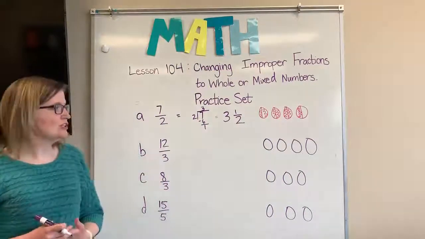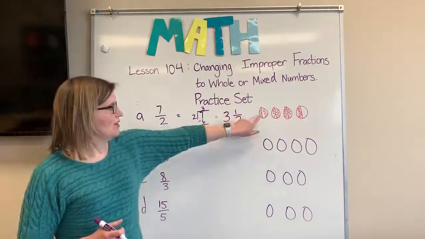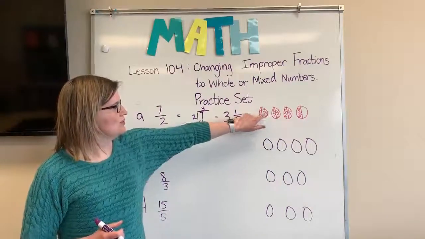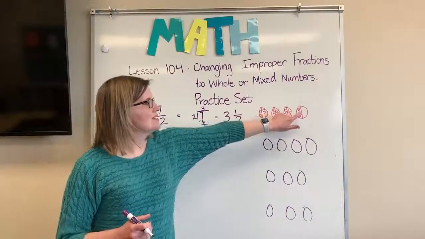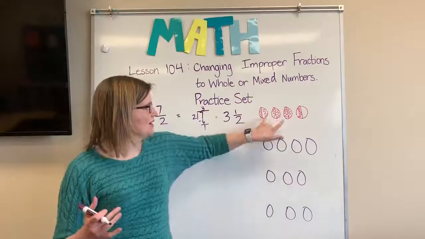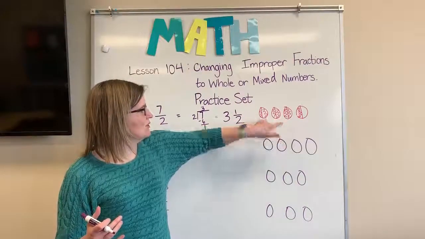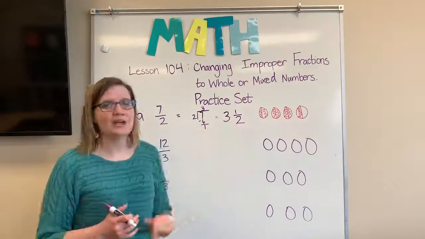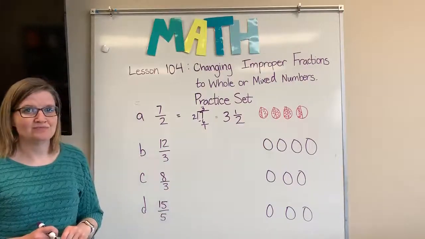And they want you to draw a picture in this manner. And if you look, there you go: 1, 2, 3, 4, 5, 6, 7. We have 7 halves, but if it were in a mixed number, it would be converted to 3 and 1/2.